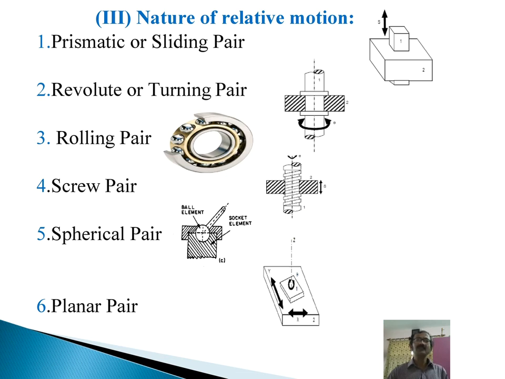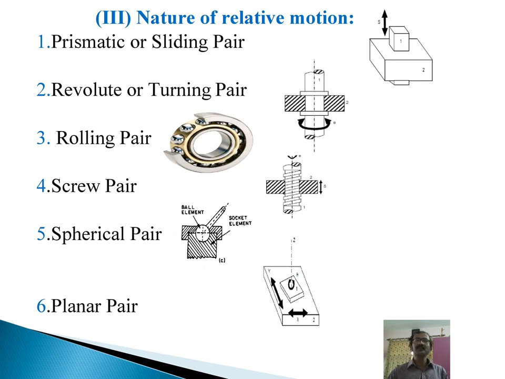Number four, the screw pair. If the two mating links have turning as well as sliding motion between them, they form a screw pair. The lead screw and the nut of a lathe is an example of a screw pair.